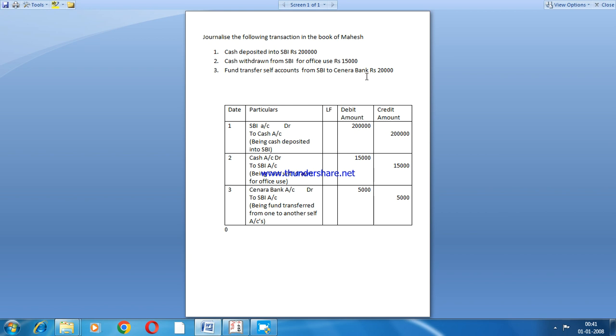As per the personal account rule, debit the receiver, credit the giver. Here Canara Bank is the receiver, so we debit the Canara Bank account. SBI is the giver, so we credit the SBI account. The amount is 20,000.